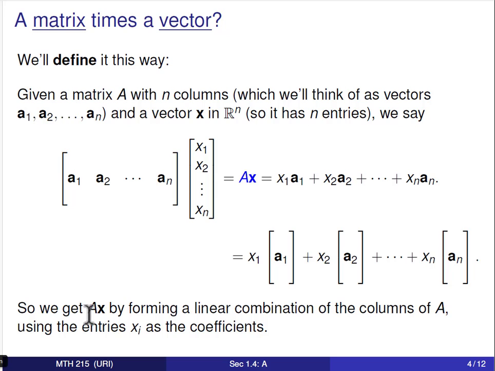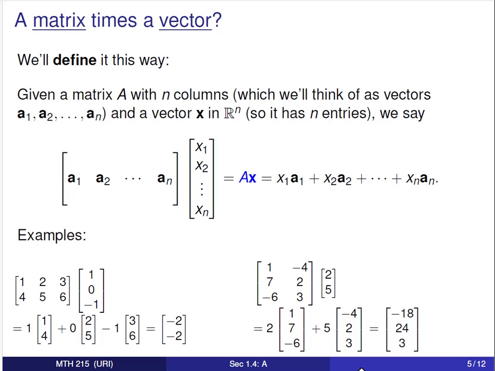We're going to get the product A times x by forming the linear combination of the columns of A that we get when we use the entries x1 through xn as the coefficients. Now the order of those coefficients is important, so you attach the right entry to the right vector. But just taking a look at this, our matrix times our vector is defined to be the same thing as a linear combination.